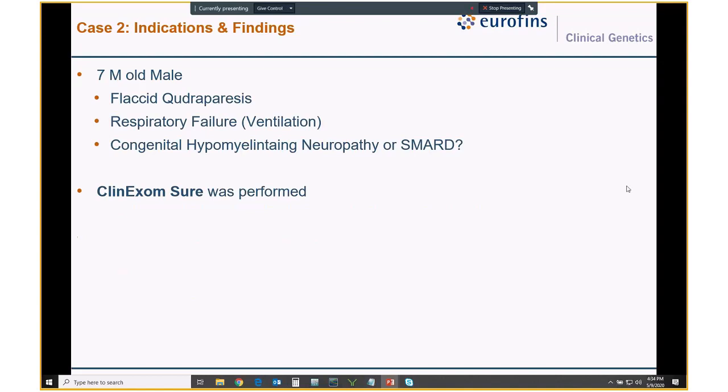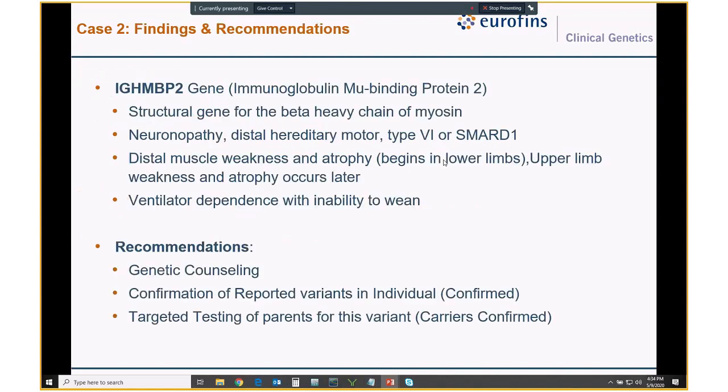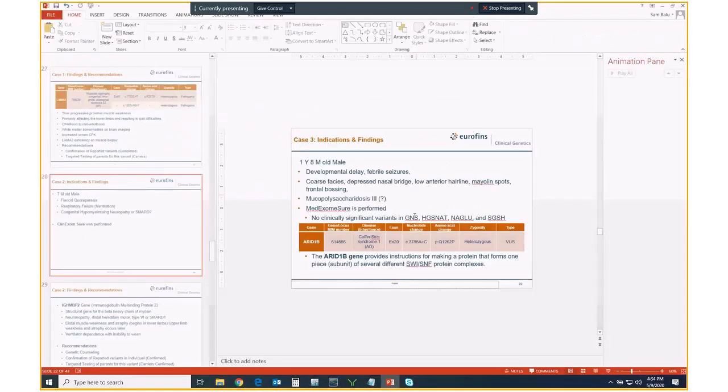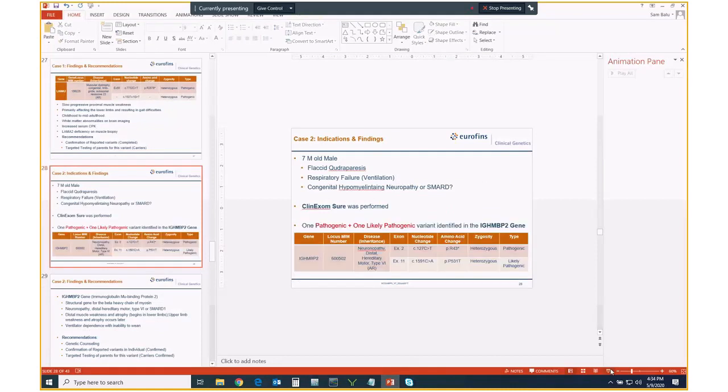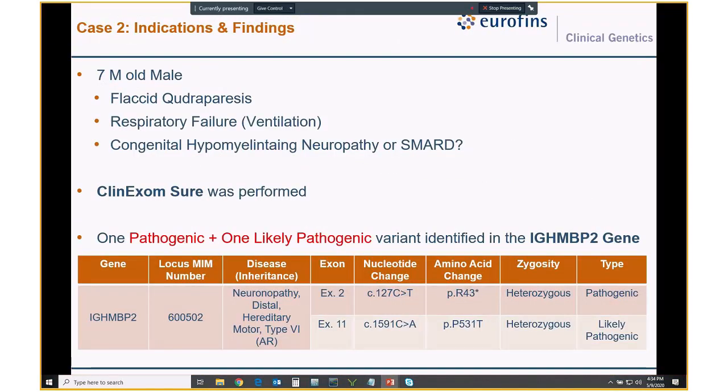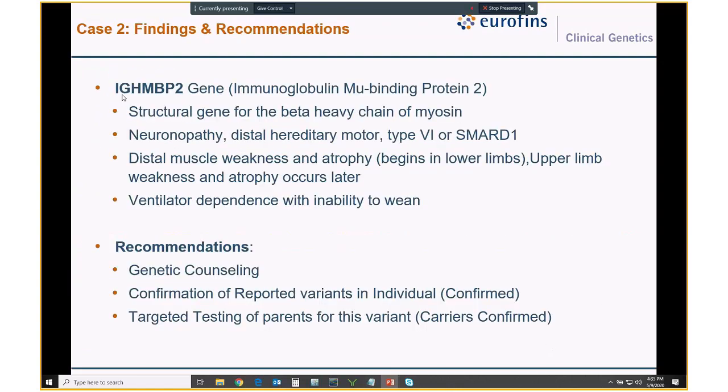Case 2 was interesting because we got this as a suspicion of SMA with RD. And if you look at this, what we found is a combination of a pathogenic and a likely pathogenic variant. If you see this particular gene, it is associated with neuropathy, hereditary motor neuropathy, distal type, a combination of two mutations, one pathogenic, one likely pathogenic. And if you look at the gene and what its associated symptoms are, it's a perfect match.